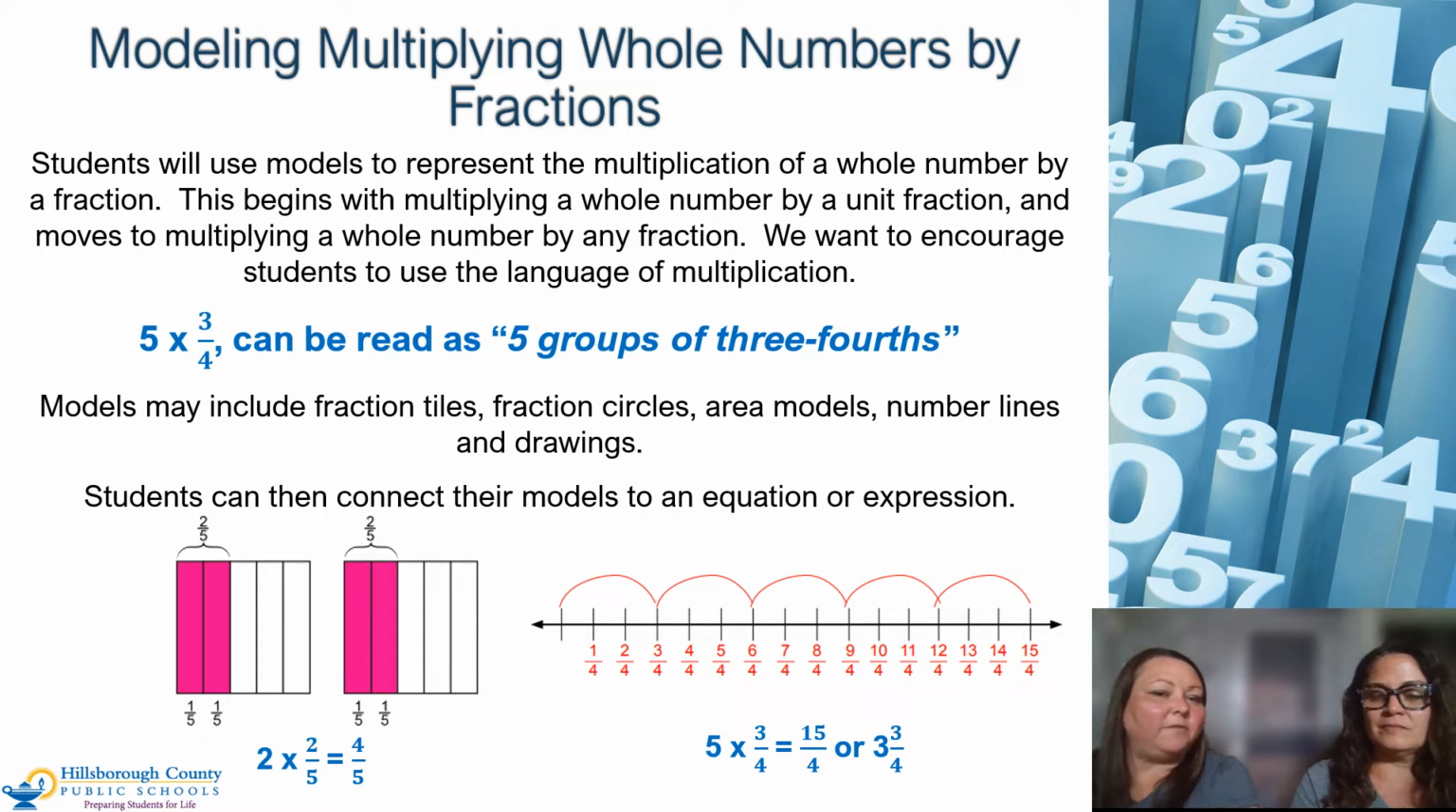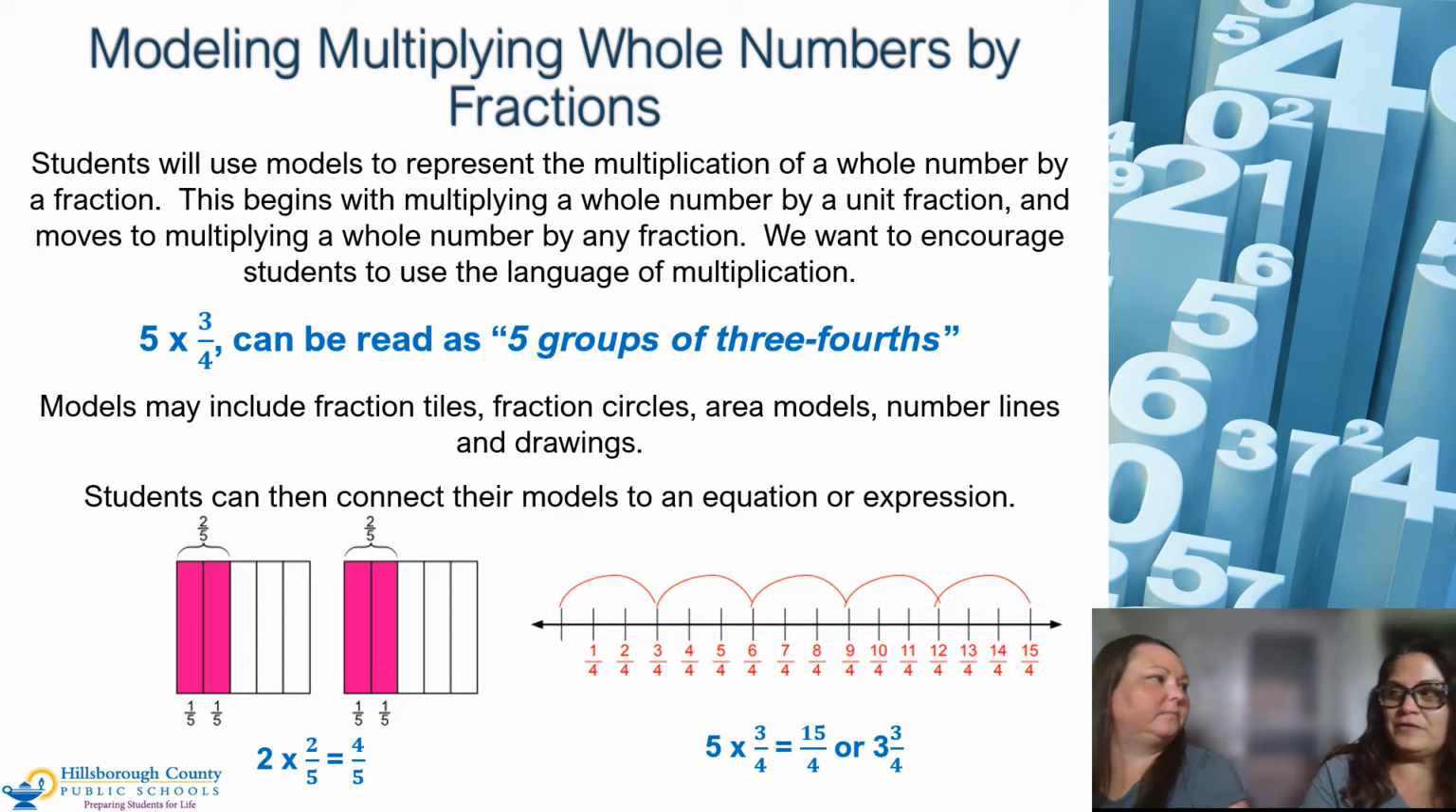And then on the left, you can see 2 groups of 2/5. Well, I have 2/5 in the first group, 2/5 in the second group, and if I combine them, I get 4/5. So once again, make connections back to whole number multiplication and also multiplication of unit fractions. I like that you start with the unit fractions and then build upon that by any fraction.